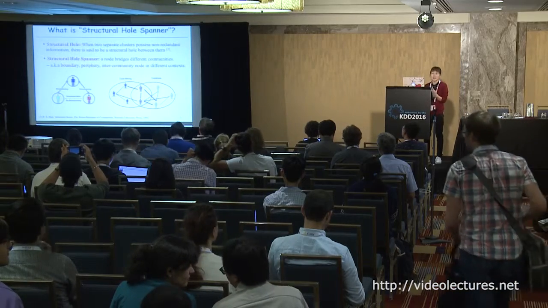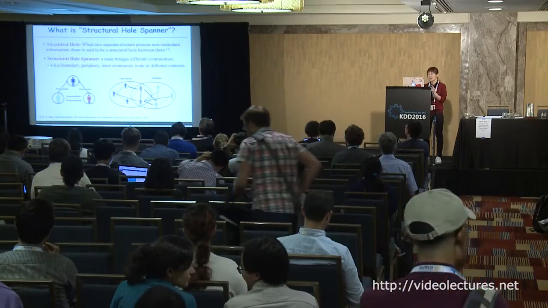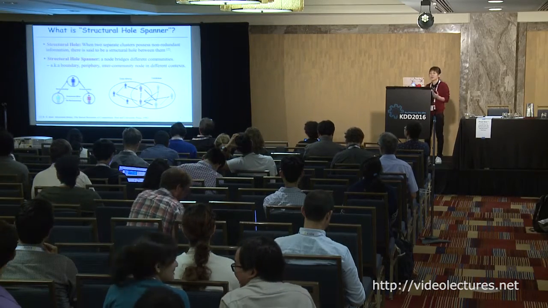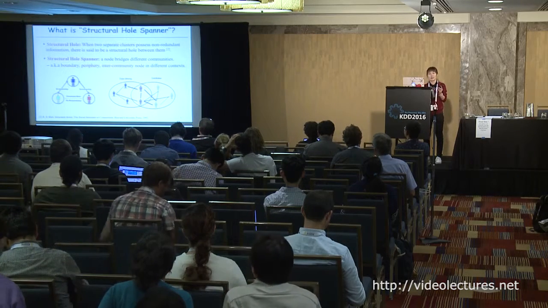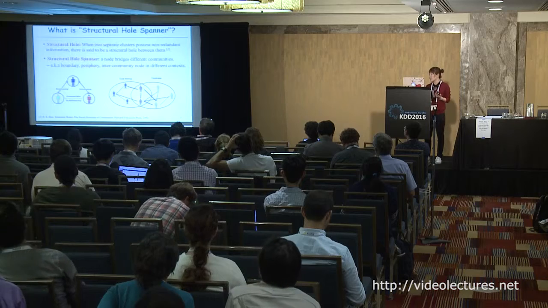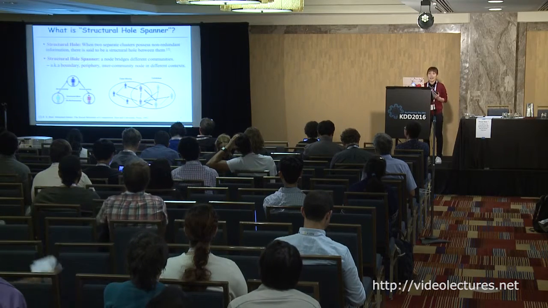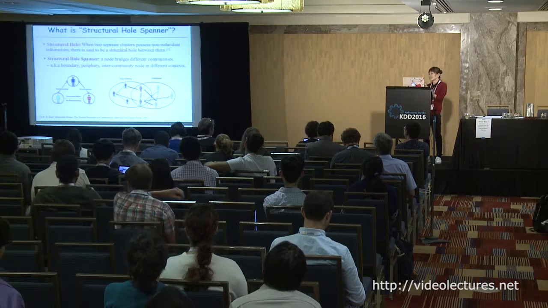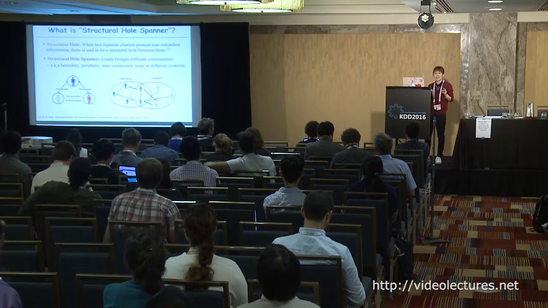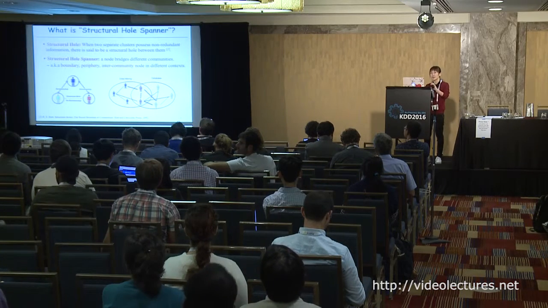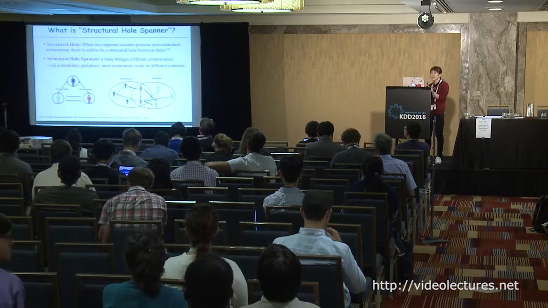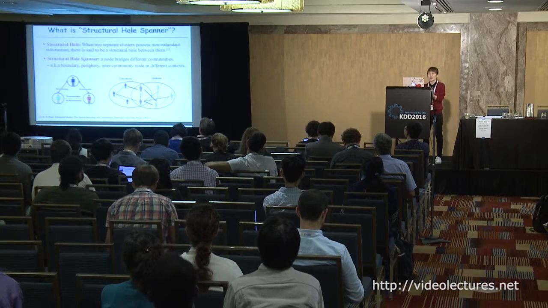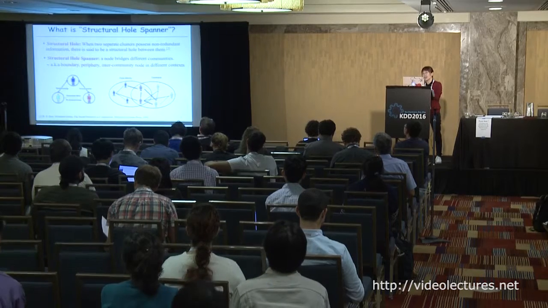So what is a structural spanner? I first need to explain what a structural hole is. A structural hole means that when two separate clusters provide no redundant information, there is said to be a structural hole between them. Looking at the left picture, the red person and the green person have no relationship, so we say there is a structural hole between them. A structural spanner is a node that bridges across structural holes. That means a node that bridges different communities.